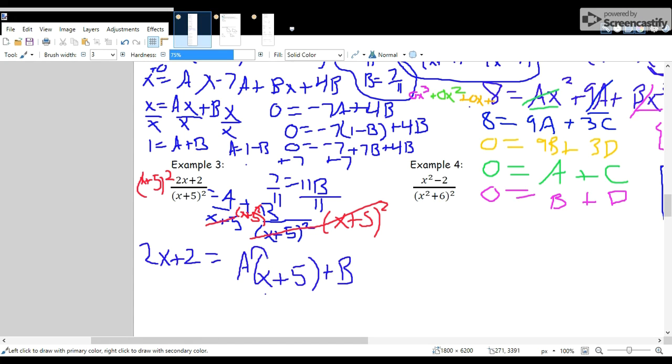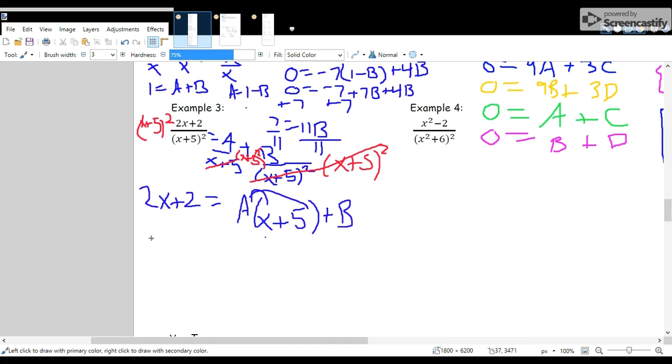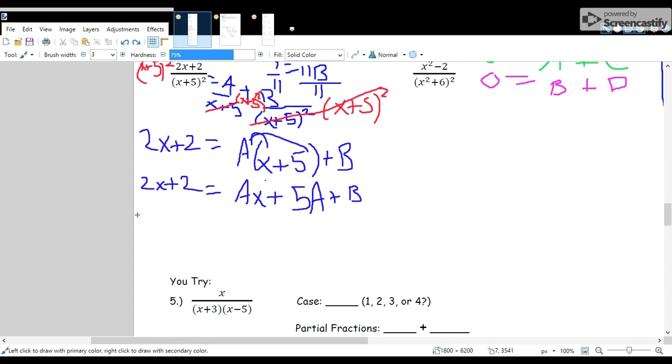So once we get here, distribute the a, multiply each term. You have 2x plus 2 equals ax plus 5a plus b. From here, we can set up our system. We have 2x equals ax. And then we have 2 equals 5a plus b.